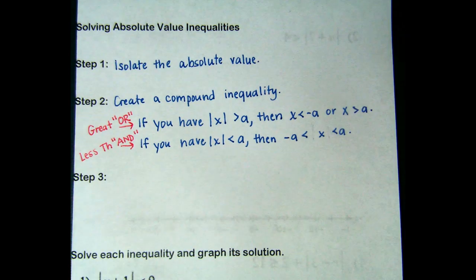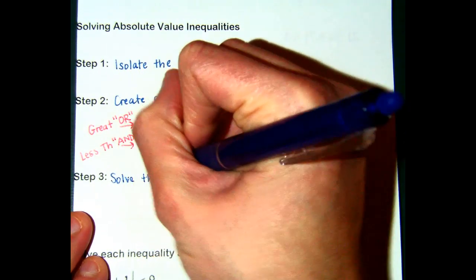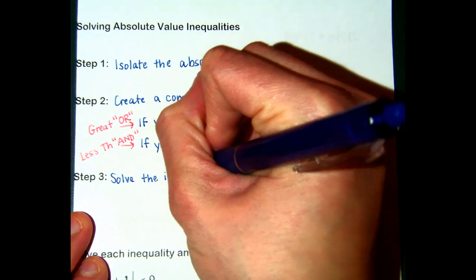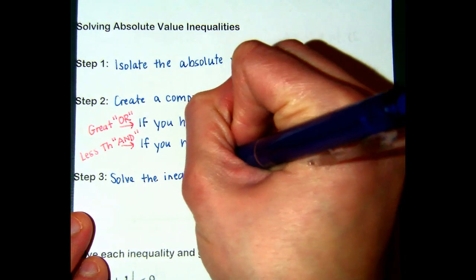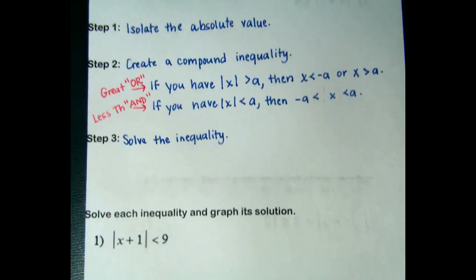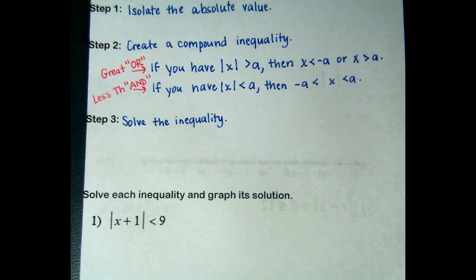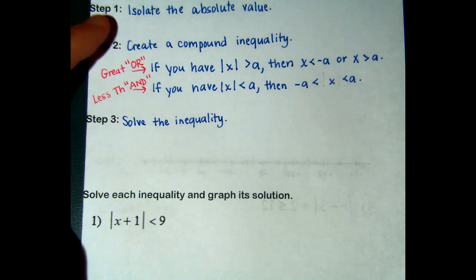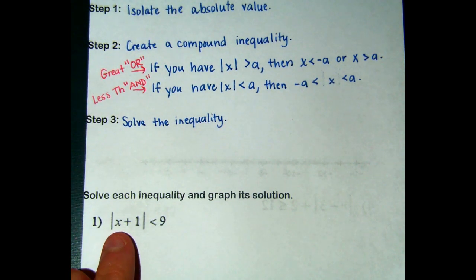Once you have set it up, step 3, you are going to solve that inequality. So the big part of this is making sure you know how to set it up. So we're going to go ahead and look at number 1 and talk about how we need to set it up. Step 1, isolate the absolute value. Notice this absolute value of x plus 1 is already by itself. So step 1 is already done for us. We don't have to worry about that.